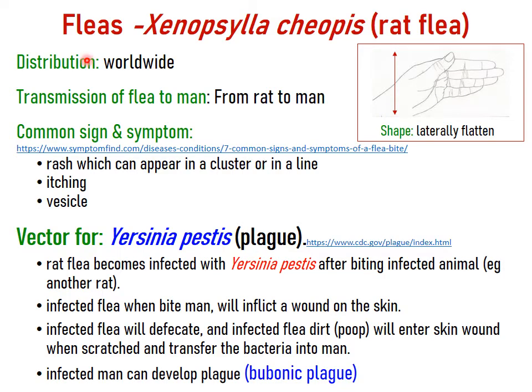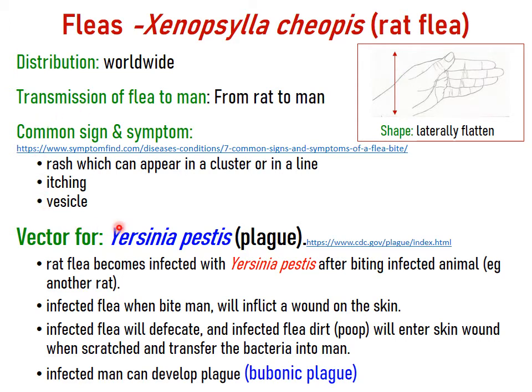The rat flea can be found throughout the world, and the transmission of flea is from rat to man, as the name would suggest. As mentioned earlier, the shape of the flea is laterally flattened. So if you were to put your palm facing laterally, that is how the general morphology is for the flea.